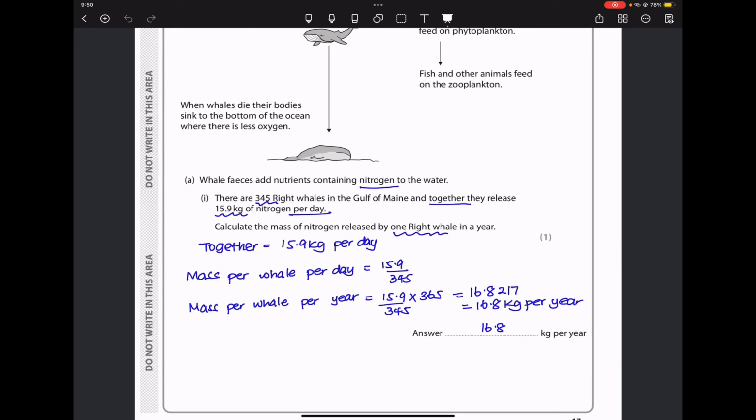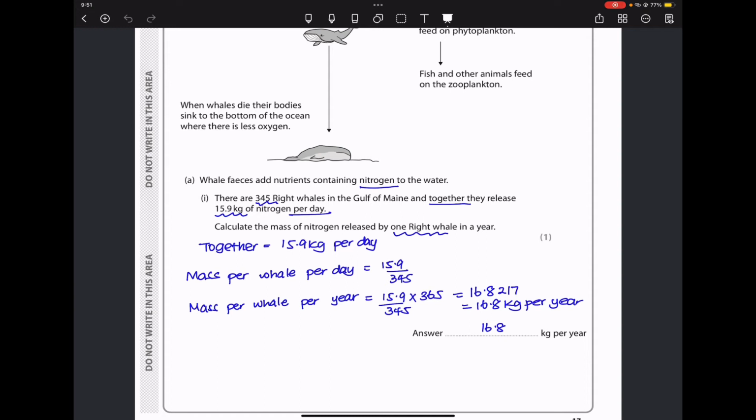Here they say in part A, whale feces add nutrients containing nitrogen to the water. There are 345 right whales in the Gulf of Maine, and together they release 15.9 kilograms of nitrogen per day. Calculate the mass of nitrogen released by one right whale in a year. If together they release 15.9 kilograms of nitrogen per day, it means a single whale is going to release 15.9 divided by 345, because 345 is the total number of whales, so this is going to give us the mass per whale per day.